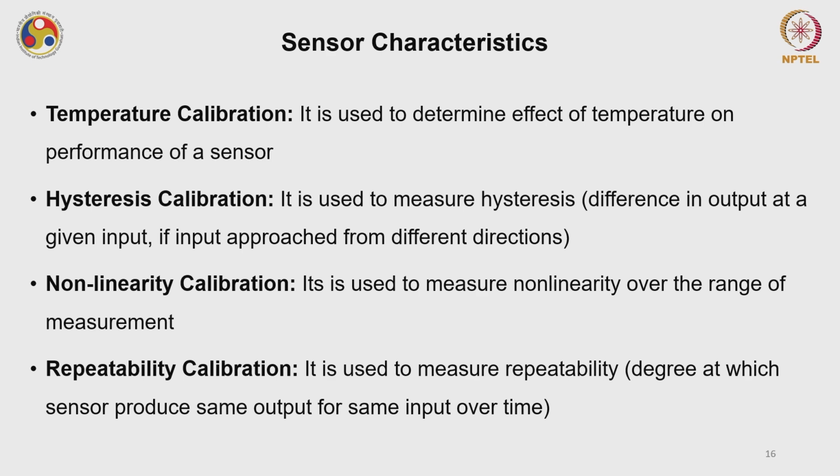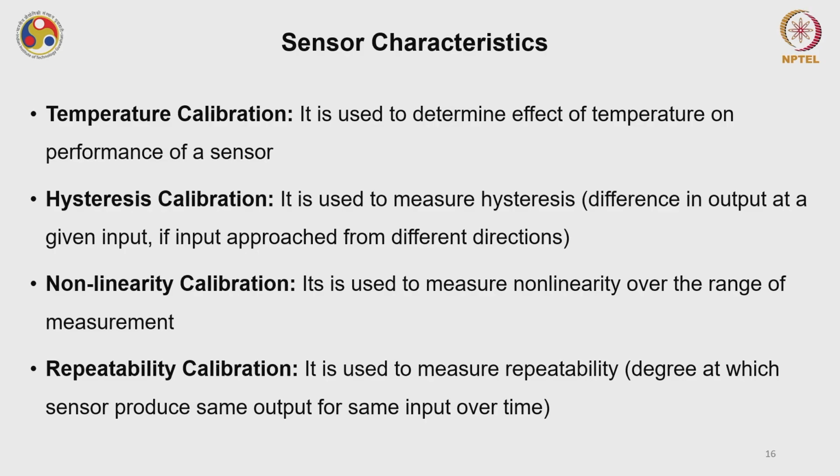Then there is another kind of calibration, which is hysteresis calibration. It is used to measure hysteresis. We'll discuss what is hysteresis. For the time being, please consider it as the difference in output at a given input if the input is approached from different directions. We'll see what hysteresis means and what is hysteresis error in the coming slides.